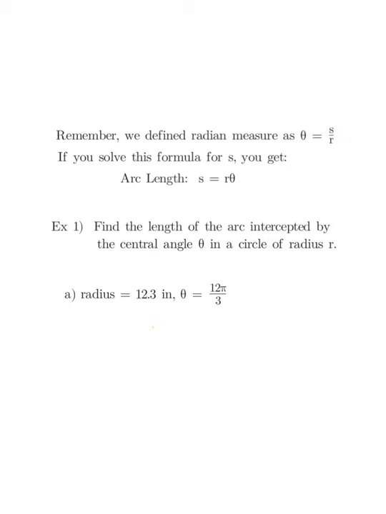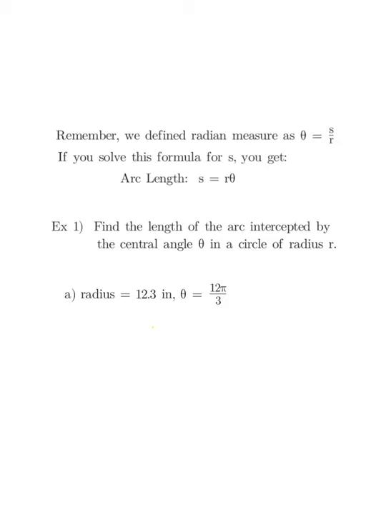For our first example, putting this formula into play, we are asked to find the length of the arc intercepted by a central angle theta in a circle of radius r. On example A, we have a radius of 12.3 inches, and our angle theta is 12 pi over 3 radians. It's really important that you remember that all of these formulas require your angle measure to be in radians.